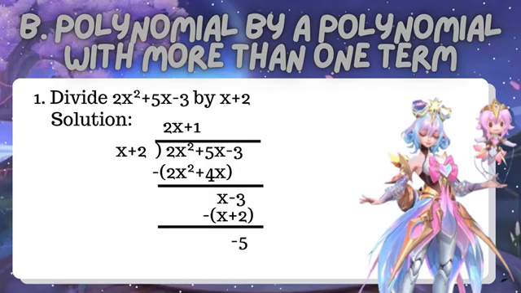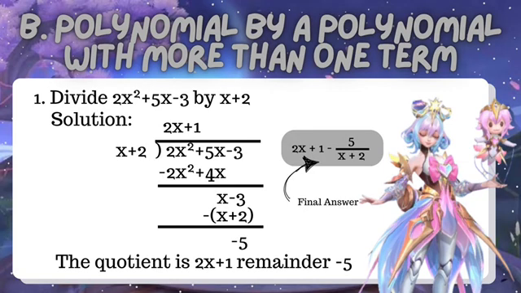Now, focus on the new leading term, x, and leading term of the divisor, x. Let's ask ourselves, what do I need to multiply x by to get x? The answer is 1. Write positive 1 above the division symbol after the 2x. Multiply the 1 by the entire divisor x plus 2 to get x plus 2. Write the result x plus 2 underneath the x minus 3. Then subtract it to have negative 5. So, the result negative 5 is the remainder.